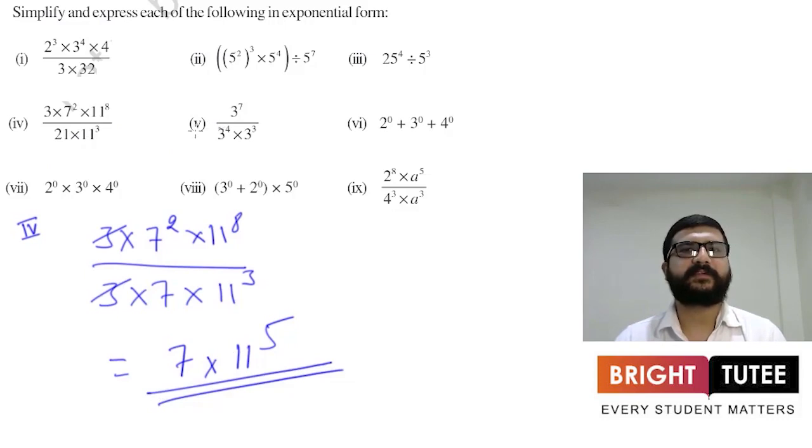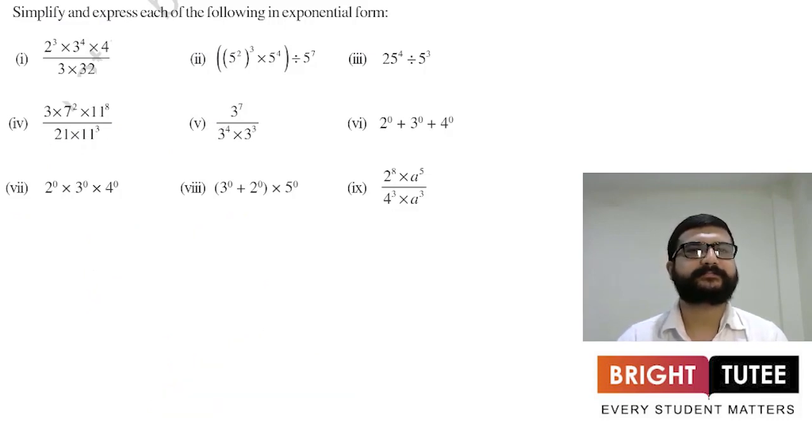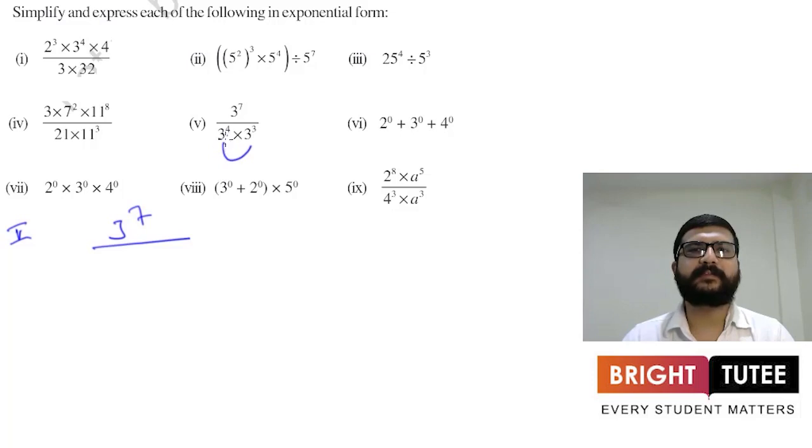So this is the simplified form of this exponent. Now the fifth part of this question. It is 3 to the power 7 upon 3 to the power 4 into 3 to the power 3. The denominator will be 3 to the power 4 plus 3, and that is 7. So the denominator is also 3 to the power 7. Now we can cancel them. This will give us 1. So 1 is the answer for this question.